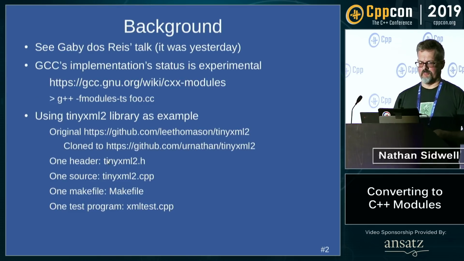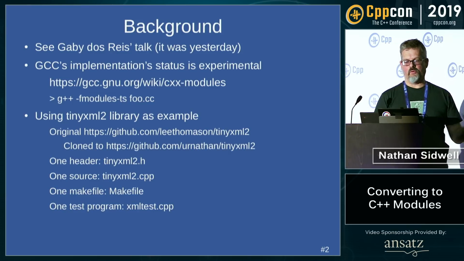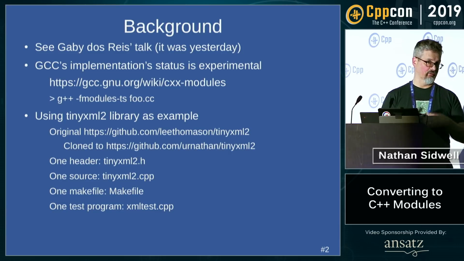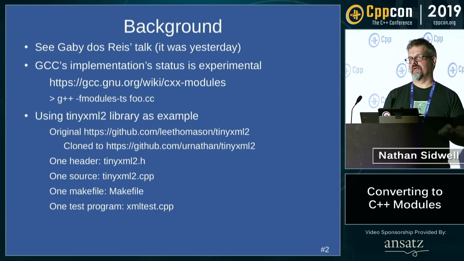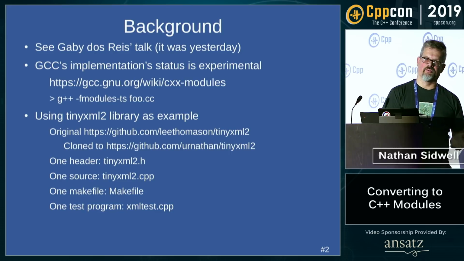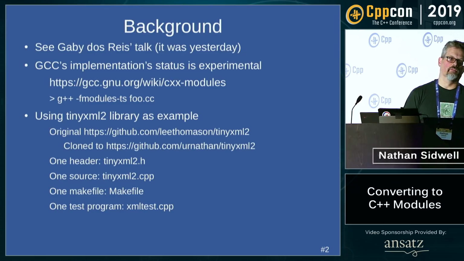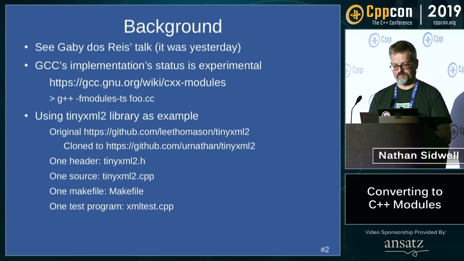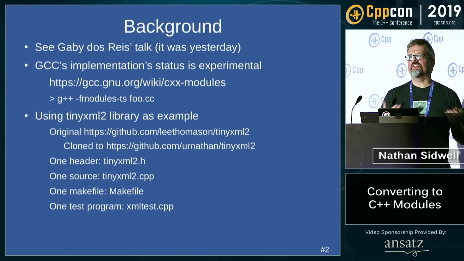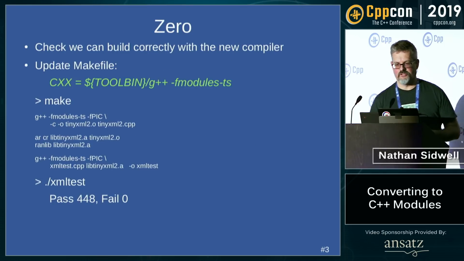How do I go back? There we go. Right. It has one header file. It has one source file which has the implementation of all the non-inline stuff. It has one makefile. It also does CMake, but it has a makefile, which I liked because I know too much about make. And it has one test program which the makefile builds and you run it, and it runs a bunch of tests. So it's a fairly straightforward library that I thought was a good candidate for this conversion.